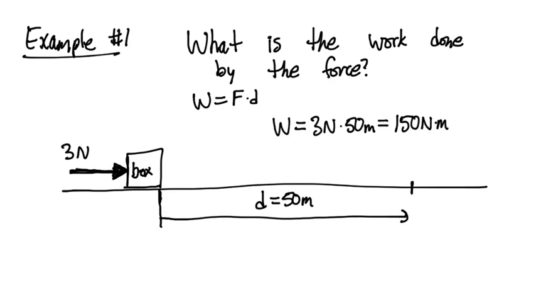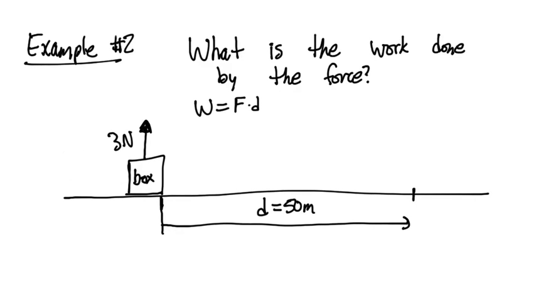Now, a Newton meter is also known as a joule. So we could say 150 joules of work, and that's the more typical unit to be used. We'll also realize this is units of energy as well. So let's take a look at another example.